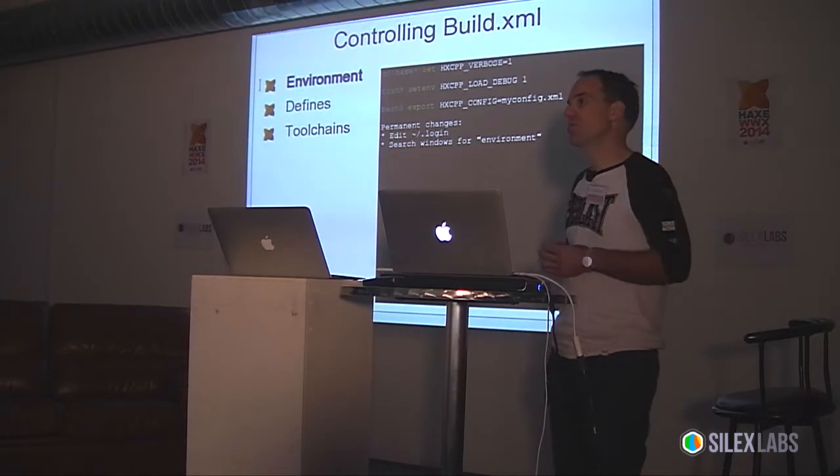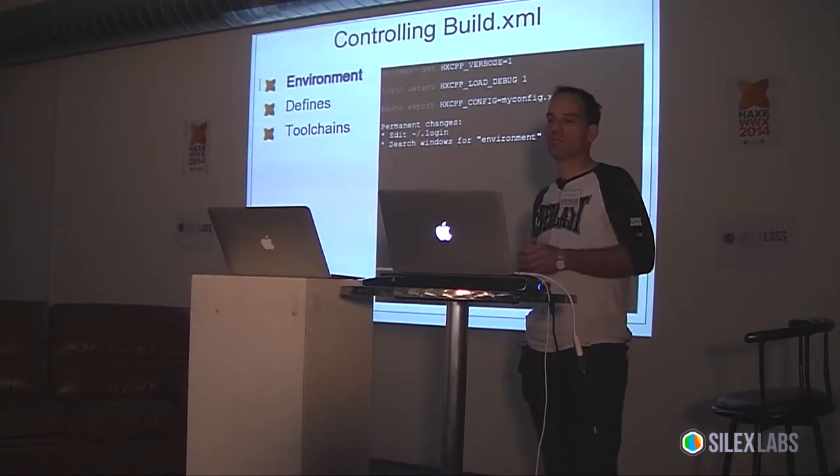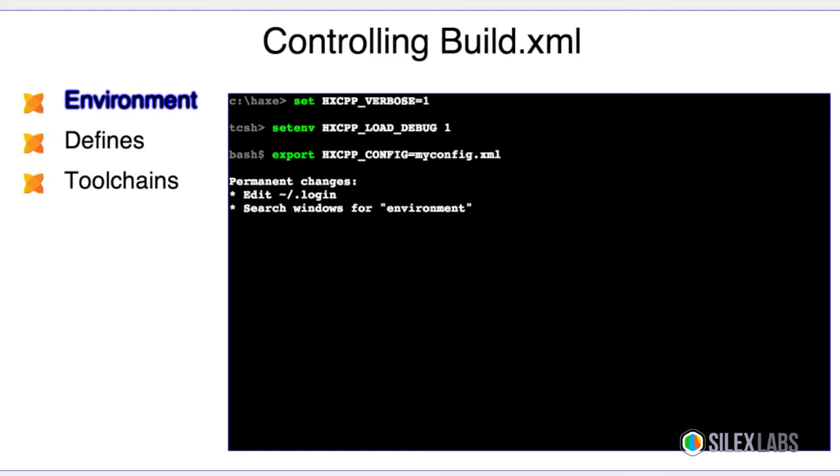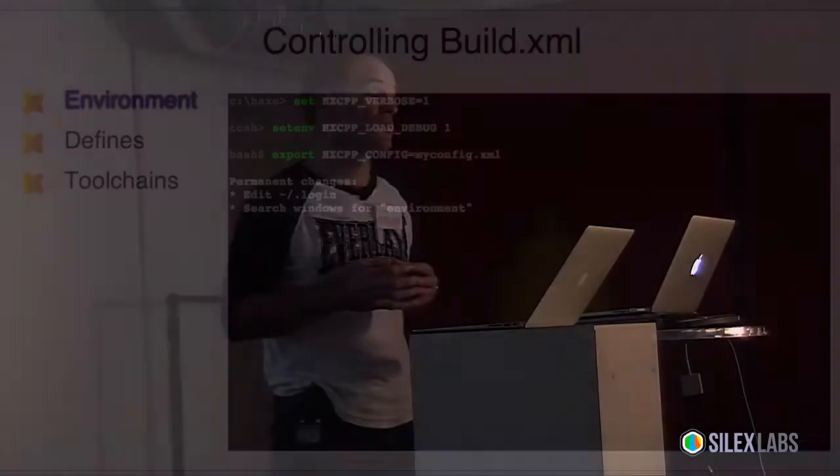You can control the building of the build.xml system using a couple of techniques. One is with environment variables. Depending on what shell you're using, set, setenv, export, all fairly similar. Or you can make the permanent changes in your .login or by setting the environment variable in your Windows control panel. These are kind of making permanent changes rather than a per project or per session change. You can also use defines to control some of the build outputs and the build parameters.